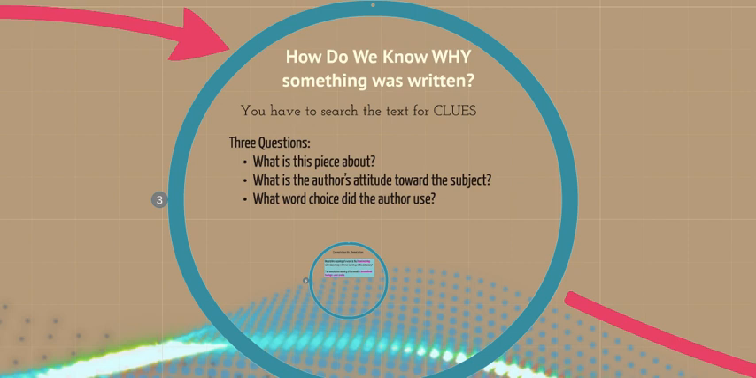The next question is, what is the author's attitude toward the subject? How does he or she feel about his or her subject? And this is where the word choice the author uses helps us understand this attitude or this perspective of the author. So these are just 3 easy questions to keep track of when we're doing our reading for purpose.